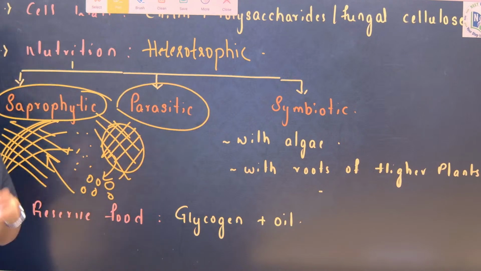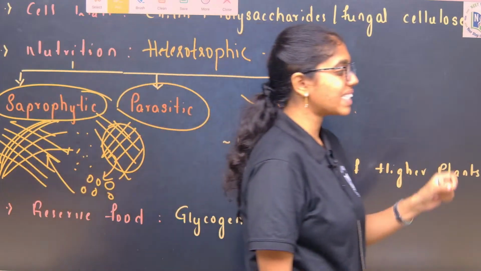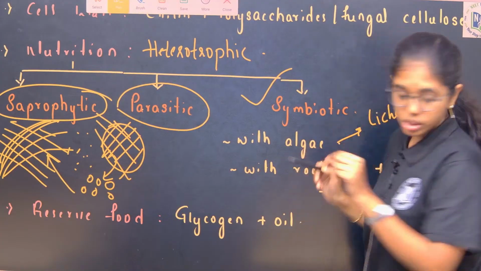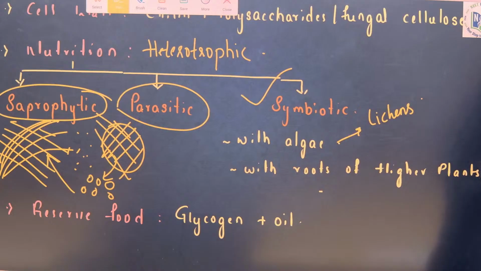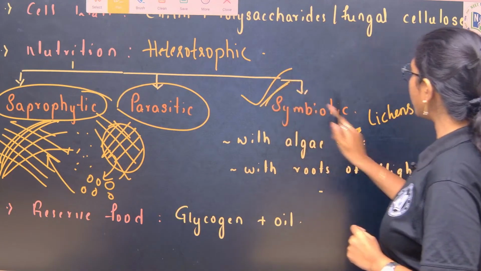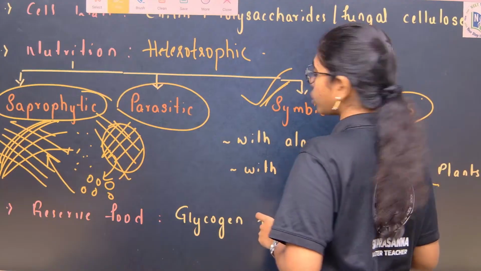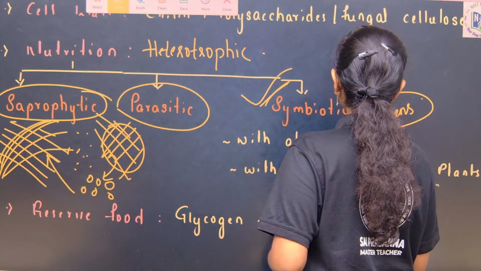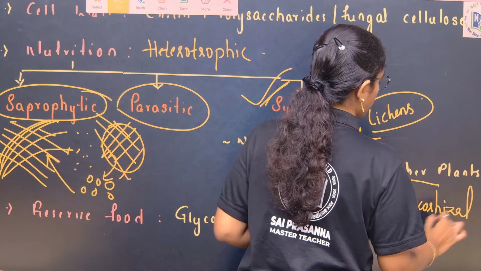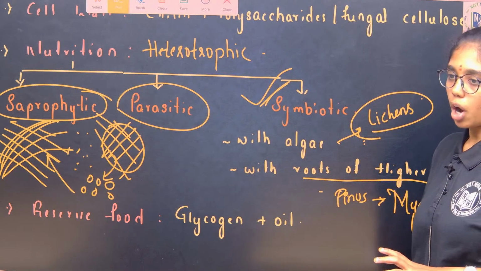Parasitic, like Albugo, which causes leaf infections in the mustard leaves. Okay, parasitic mode of nutrition. And symbiotic mode of nutrition, best and first example is lichens. So, symbiotic mode of nutrition example is lichens, that is fungal association with algae. Second is fungal association with the roots of higher plants like Pinus. Here the roots of Pinus are called as mycorrhizal roots, because it has fungal associations. Next, reserve food material is glycogen and oil. This is the reserve food material.